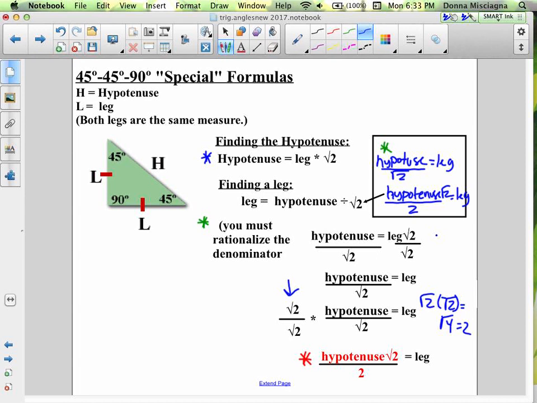That's all there is to working with the 45-45-90. If you know the leg, multiply by the square root of 2 and you get the hypotenuse. If you know the hypotenuse, divide by the square root of 2, but don't forget to rationalize if needed. If you don't end up with a radical in the denominator, then you don't have to worry about it. All right, so let's take a look at solving a couple problems.